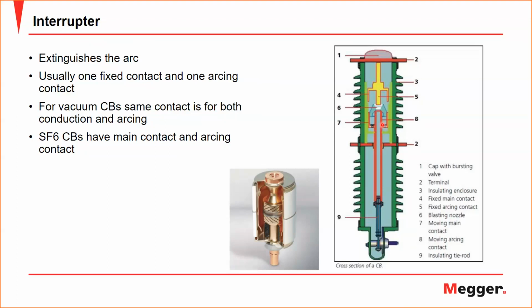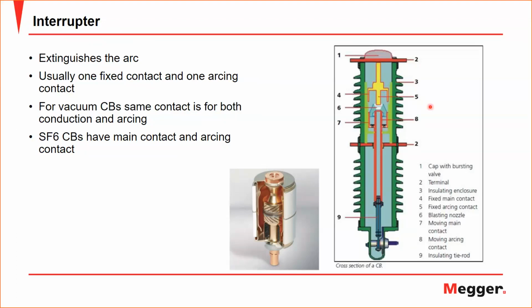Usually, there will be one fixed contact and another contact that is moving. The mechanism will be moving this contact, and for the requirement of fault clearance or extinguishing the arc, usually it will be operated at very, very high speed. There are many types and shapes of interrupters. I have some pictures just showing you here.